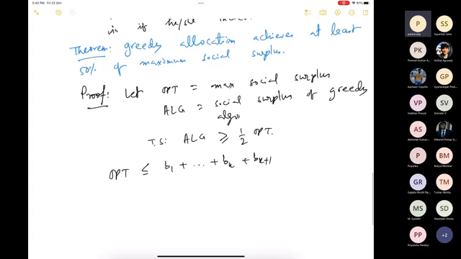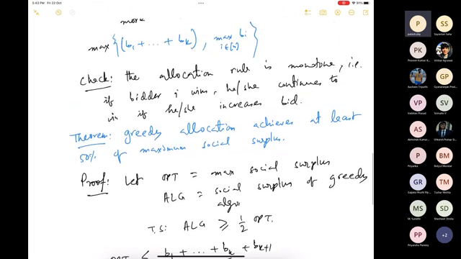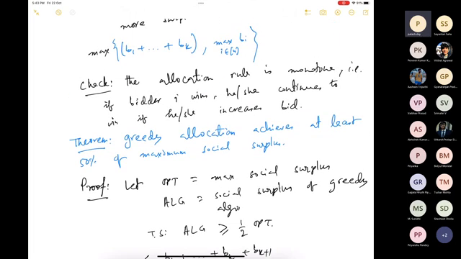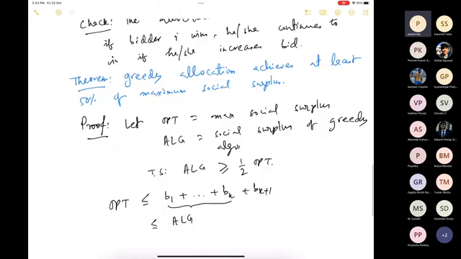Now, you see that this is at most ALG, because ALG is the maximum of B1 plus up to BK and max Bi. So ALG is greater than or equal to B1 plus dot dot up to BK, and ALG is greater than or equal to BK plus 1 also.